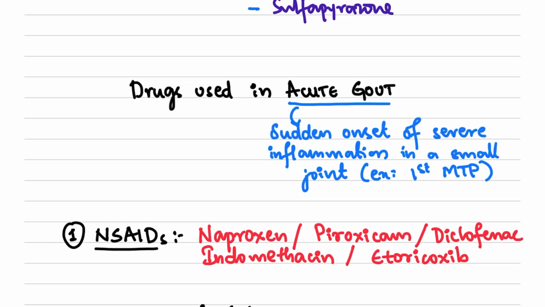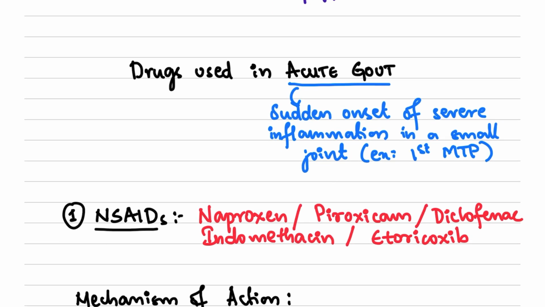So what are the drugs used in acute gout? What do you mean by acute gout? As I just told you, a 20 to 30 year old patient comes with sudden onset of severe pain in the first toe. So that is the classic example of acute gout. Acute gout is nothing but a sudden onset of severe inflammation in a small joint. Most commonly affected is the first metatarsophalangeal joint, that is the big toe of a leg.